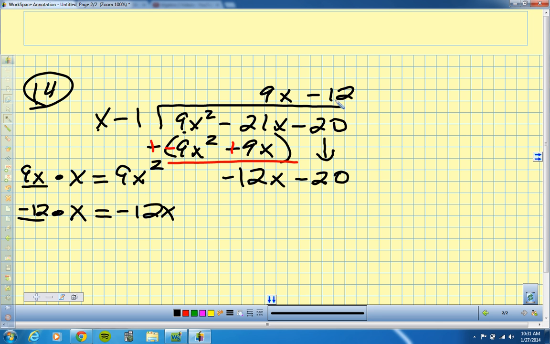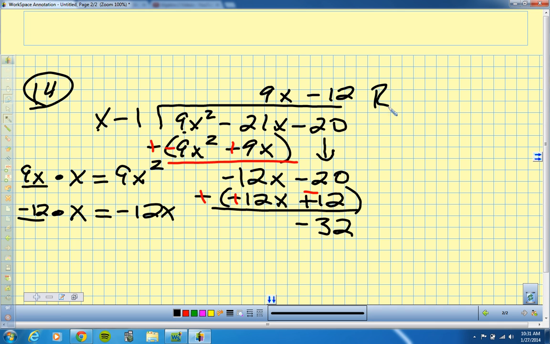Then we do negative 12 times negative 1, which is positive 12. And negative 12 times negative x, which is minus 12x. Put in parentheses, switch the sign. So what's my remainder? Negative 33. So realize if you struggle with negatives, get in your calculator, don't make the mistake. I see all the time you guys making little mistakes like that because you don't put it in your calculator. So our remainder would be negative 32 over x minus 1.